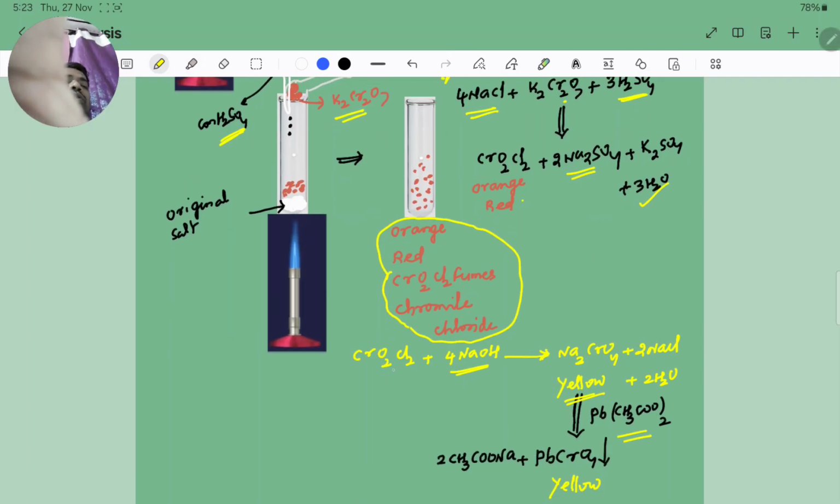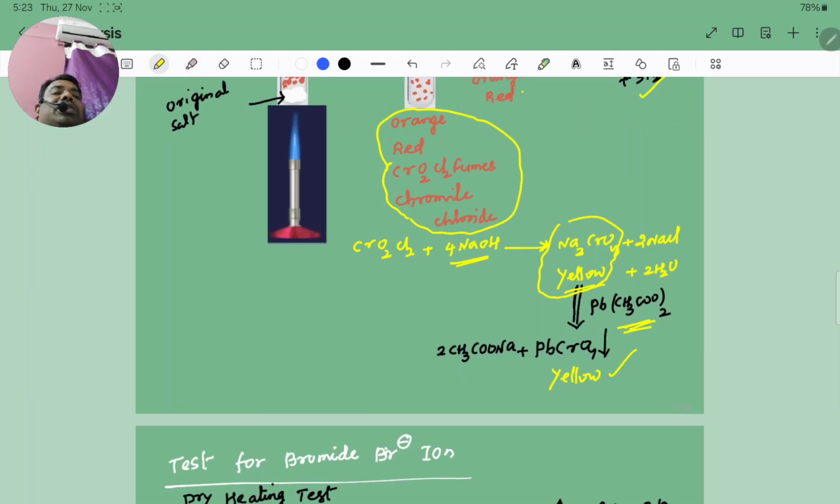Now this reaction is chromyl chloride, student. This chromyl chloride reacted with sodium hydroxide, it will form yellow color sodium chromate. Now this sodium chromate is passed through the lead acetate solution, it will form lead chromate as a yellow color solution. Now this is the second confirmatory test, and based on this confirmatory test, students, we finished, right? The chloride ion is present in the given compound.